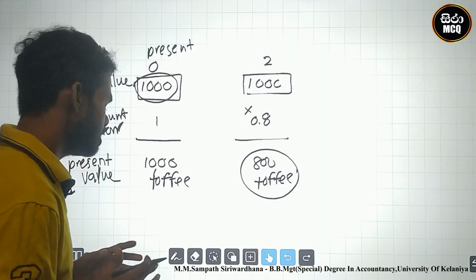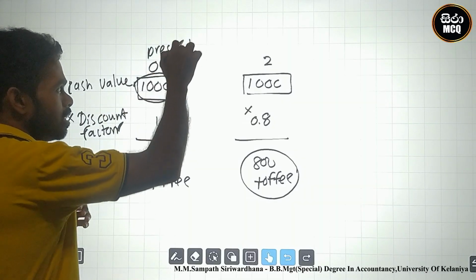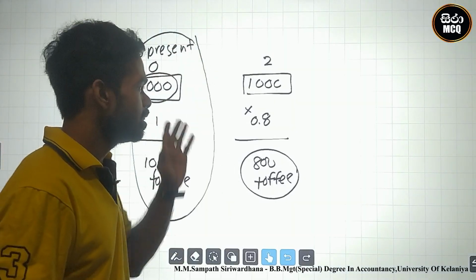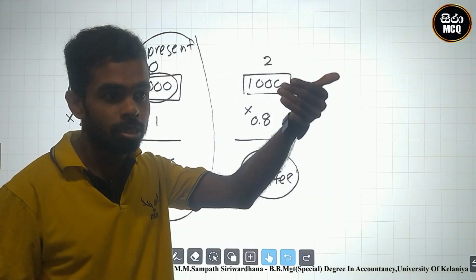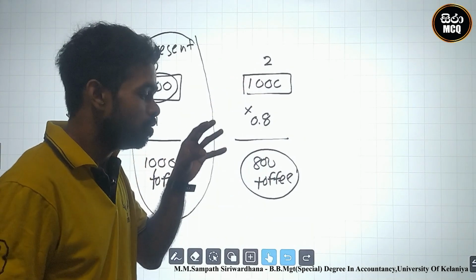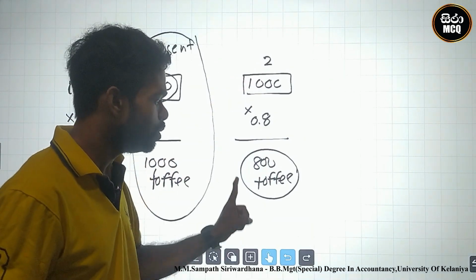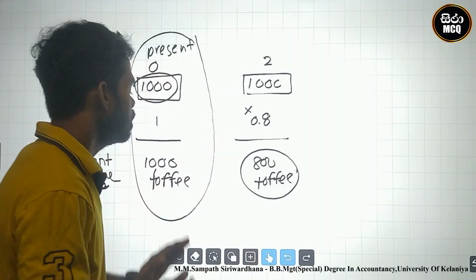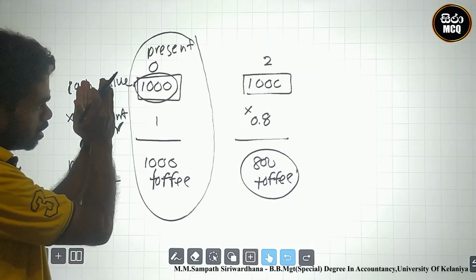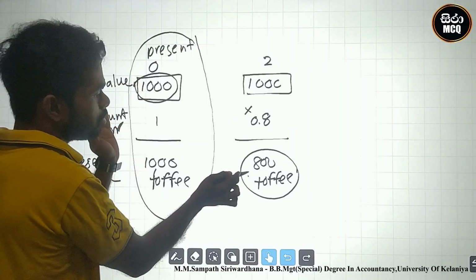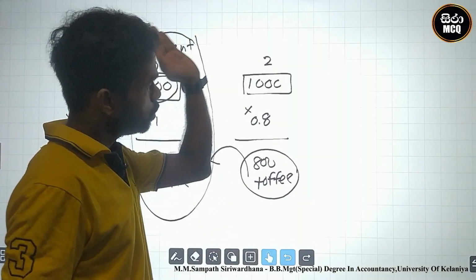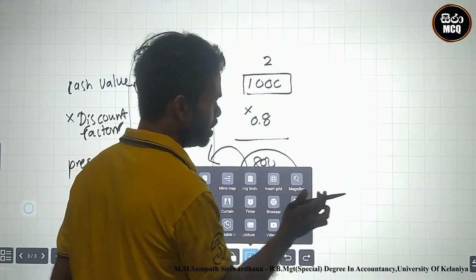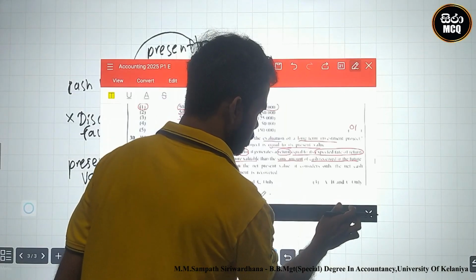Therefore, you can easily imagine that the present time is more valuable in toffees. Why? The same amount received after 2 years has less value. Value is decreasing. Why? Value is measured through toffees, and the toffees are decreasing. Therefore, the presently received cash of 1,000 is more valuable than the cash amount received after 2 years. Therefore, we can agree with this statement. Look here.